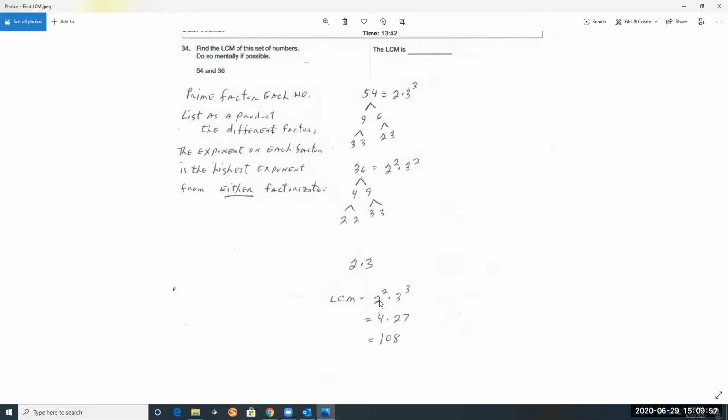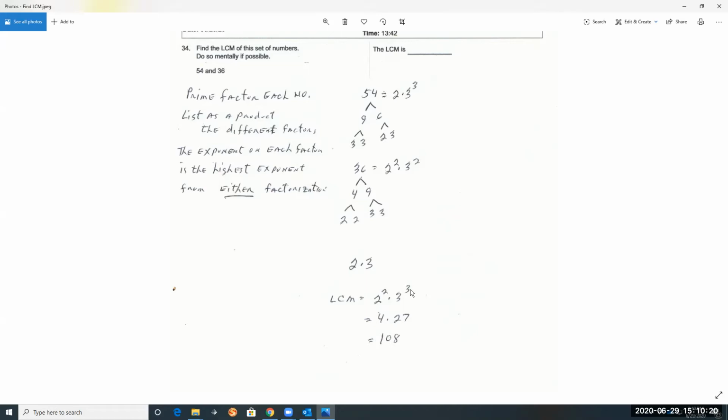So therefore, the digit 2 is raised once here, but raised twice there. The highest power we see is 2. The digit 3 is raised to the third power here, the second power there. The highest power between either factorization is 3. So the LCM is 2 squared times 3 cubed.